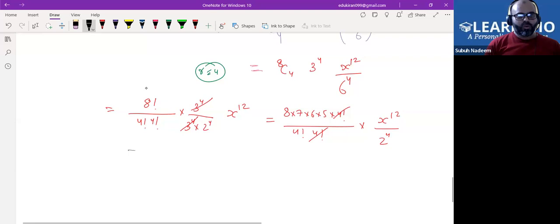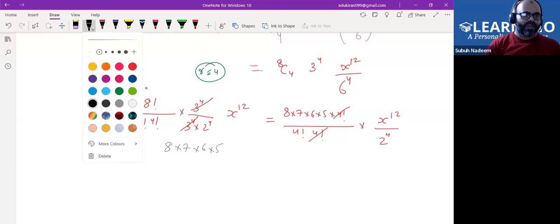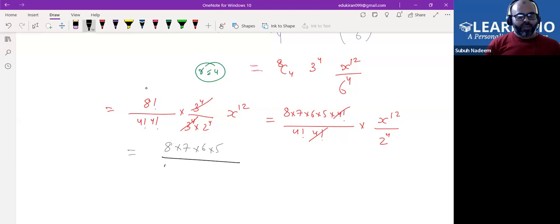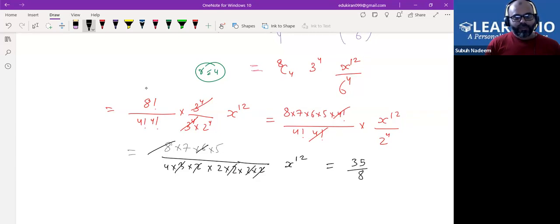Yes, sir. Okay. Now it is 8 into 7 into 6 into 5. Here it is like this. And denominator is 4 into 3 into 2, that is 4 factorial. And 2 to the power 4 is 2 into 2 into 2 into 2. X to the power 12. So 3, 2 will become 8 and this 8 will cancel. 3, 2, 6 will cancel. And that's it. 7, 5 will be 35 and 4, 2 will be 8, x to the power 12. So this would be your answer.